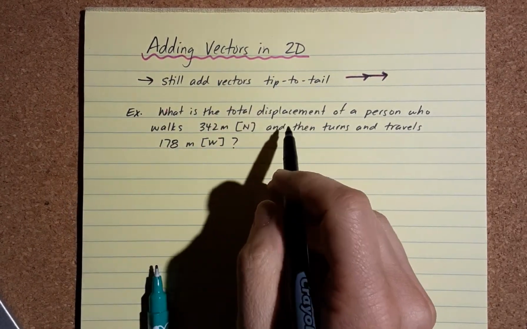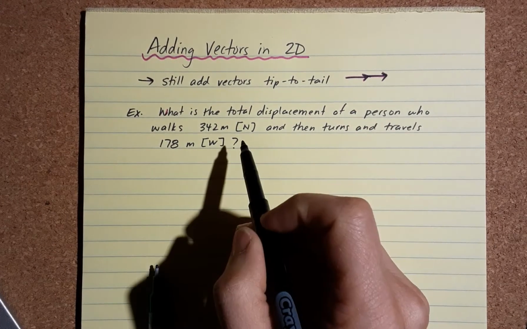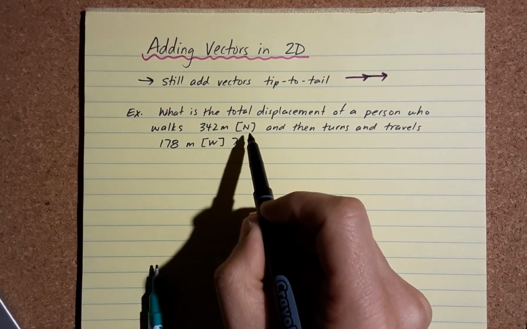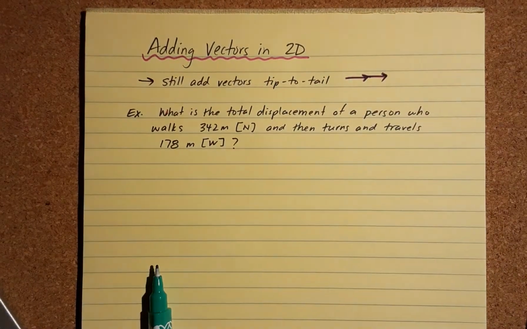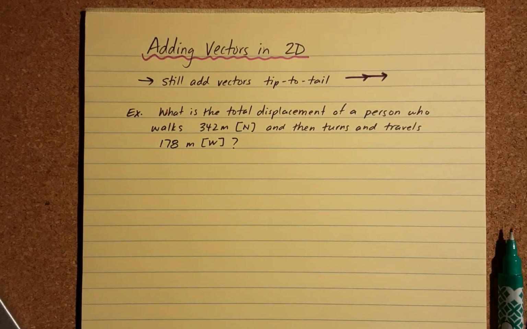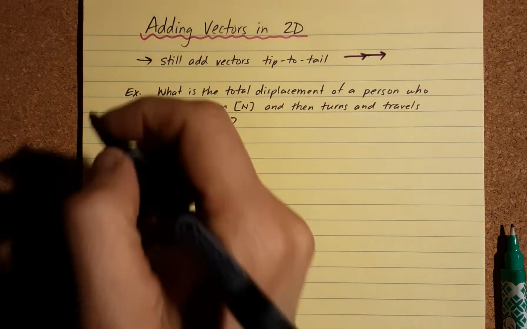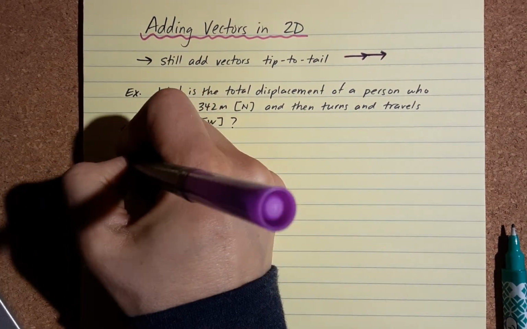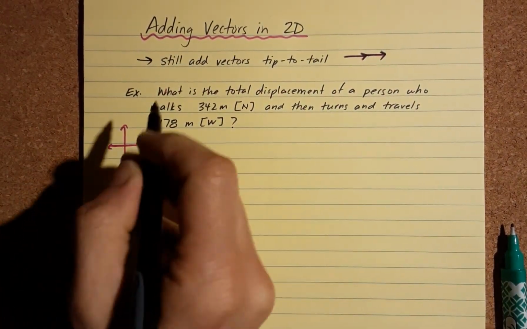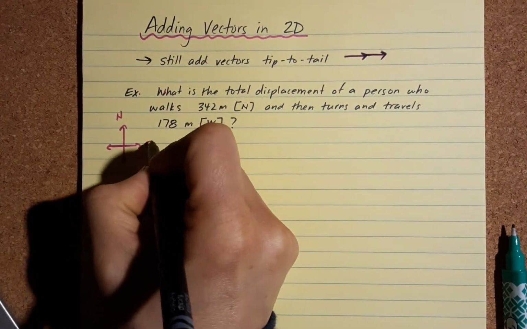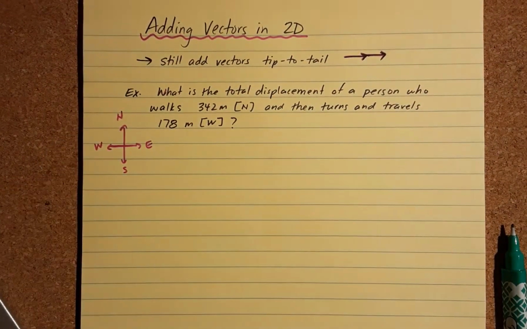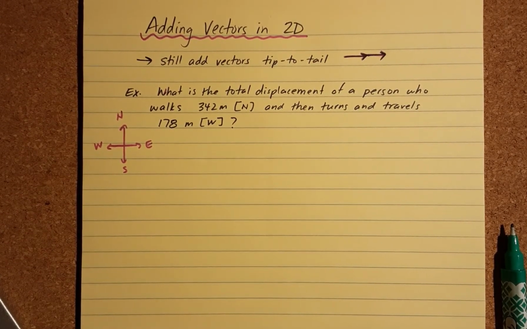Okay, what is the total displacement of a person who walks 342 meters north and then turns and travels 178 meters west? One of the things you should always do when you're solving one of these problems is always have a little compass. Never eat shredded wheat. If you want to have it in your head, that's great, but my brain is old. I always put it on my page. I don't want to mix them up.